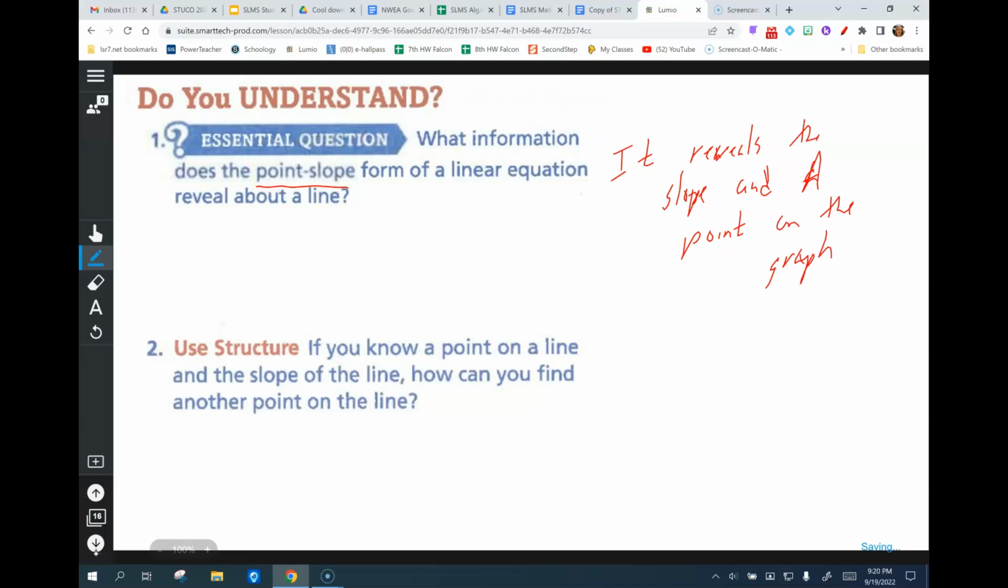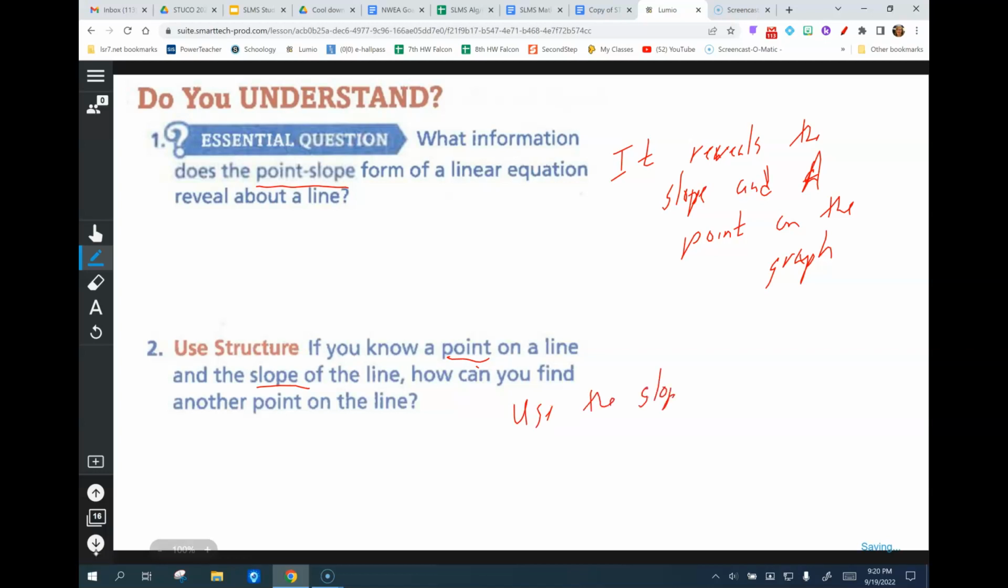Number 2, if you know a point on the line and the slope of the line, if I have a graph and I know the point and I know the slope, how can you find another point on the line? Exactly. Use the slope. Okay?